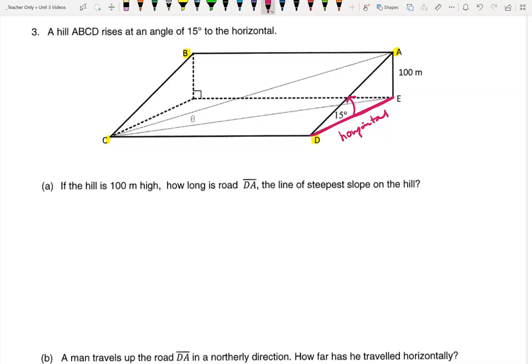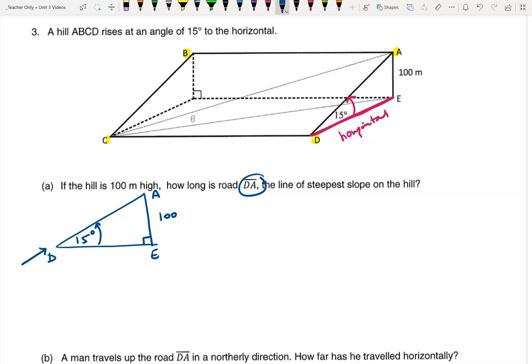Okay. So if the hill is 100 meters high, which we've got noted on our diagram, how long is road DA? The line of the steepest slope of the hill. So we can clearly see we can identify a right angle triangle just on the right edge of our diagram from A to D and out to E. Length AE is 100 meters, and we have an angle of incline of this hill of 15 degrees. So because we've got an angle, we can look from this angle and we can find that length DA.